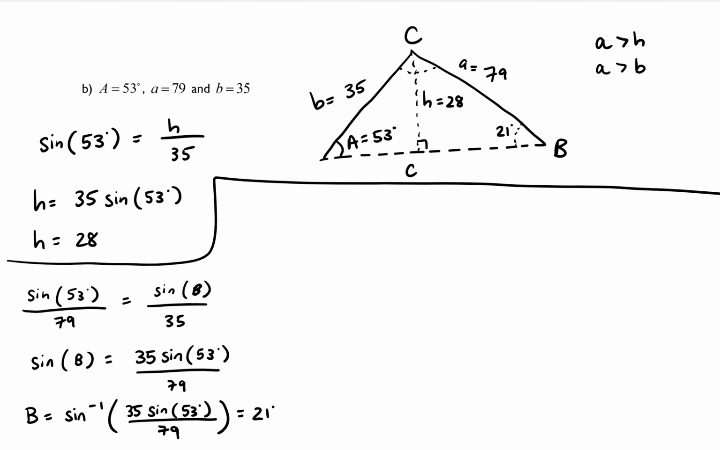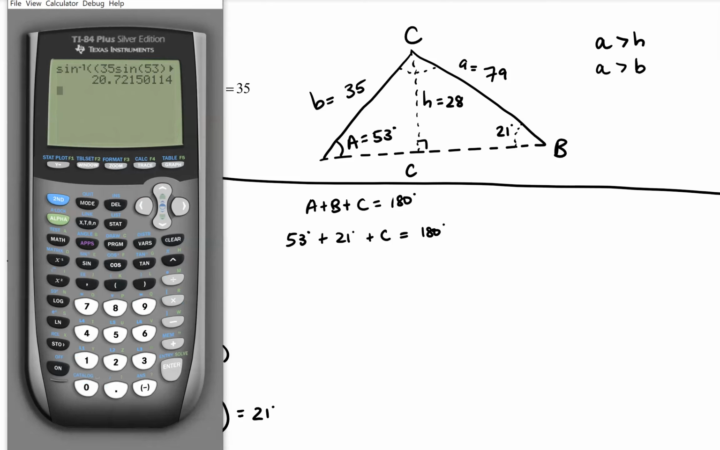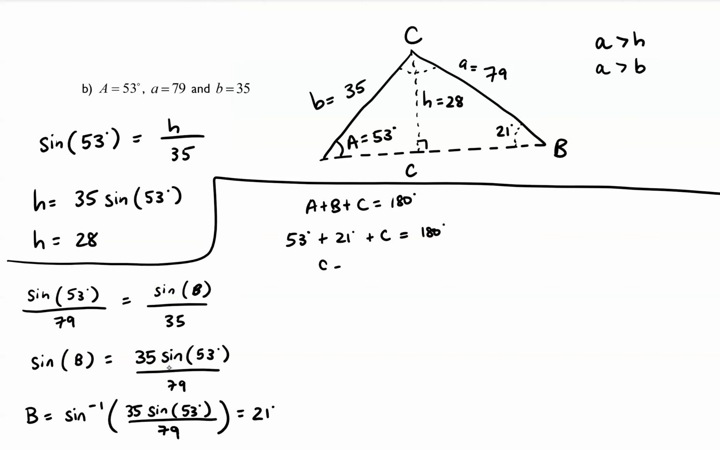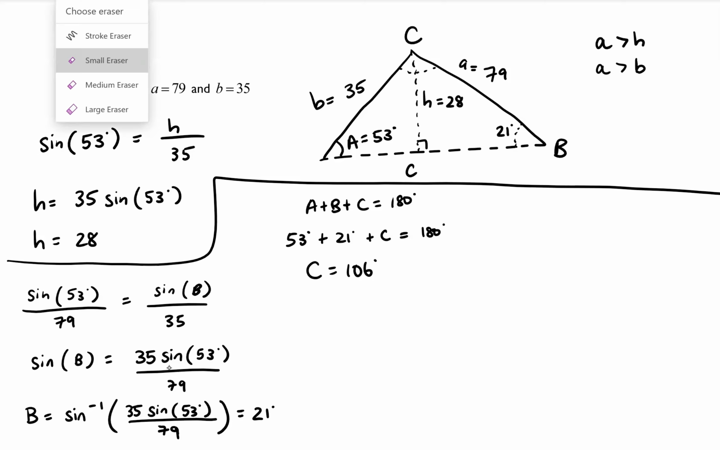And now that I have two of our angles, I know that A plus B plus C is equal to 180 degrees, and A is 53 degrees, B is 21 degrees, and C I am trying to solve for. So I'm going to use my calculator to do this. 180 minus 53 plus 21 gives me 106. So C is equal to 106 degrees there.